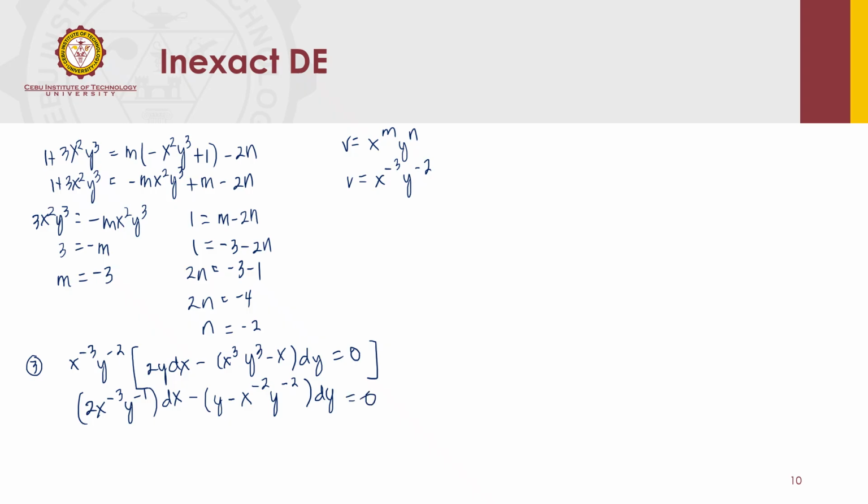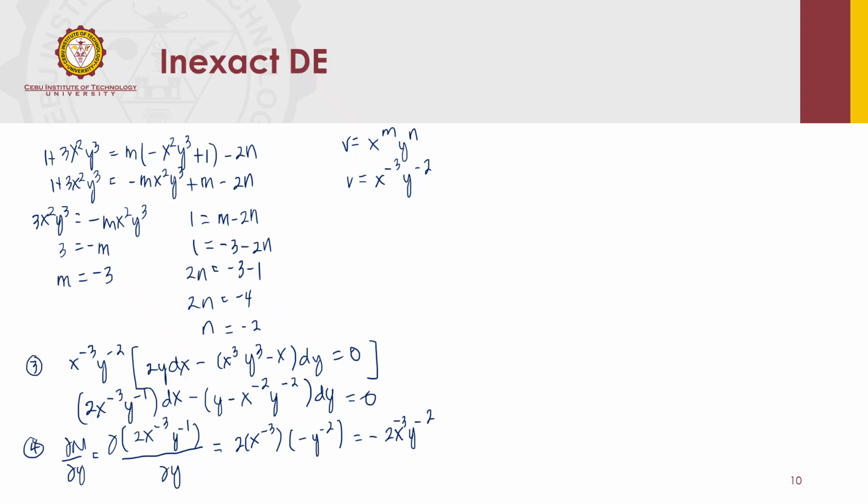So we're going to test again. That's for the next step. So the partial derivative of this new M with respect to y, I'll just write the result here. So x here is a constant. So that's 2x to the negative 3 times the derivative of y to the negative 1, which is negative y to the negative 2, or that's negative 2x to the negative 3, y to the negative 2.